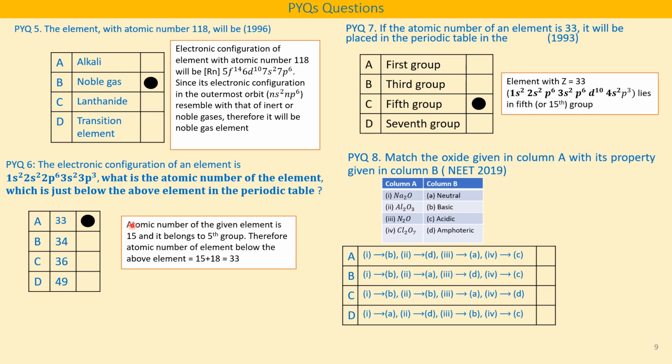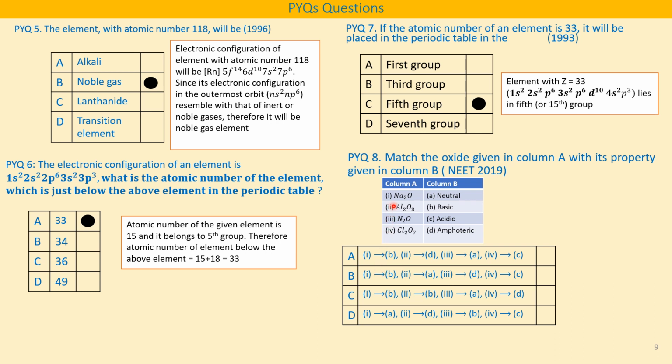Match the oxide given in column A with its property given in column B. The table shows column A and column B. Column A has the oxides Na2O, Al2O3, N2O, and Cl2O7, and column B has neutral, basic, acidic, and amphoteric. So you have to match the oxide in column A with the property in column B. This was asked in NEET 2019. Four options are given.